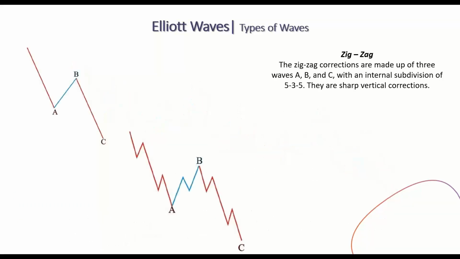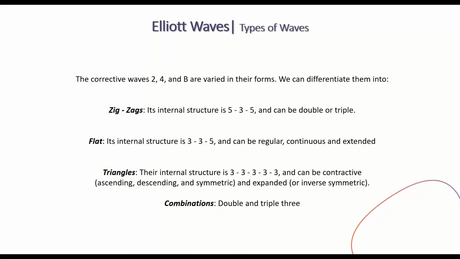So good. Now we'll go to the corrective waves. Corrective waves are more complex than the motive waves. Motive waves are always 5, but corrective waves have different kinds of structures. You have zigzags, you have flats, and you have triangles. Of these, we will focus mainly on the zigzags.